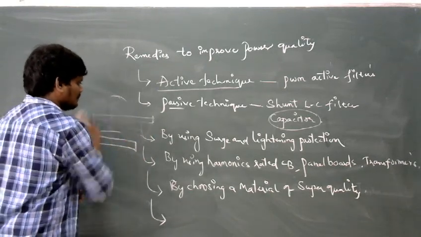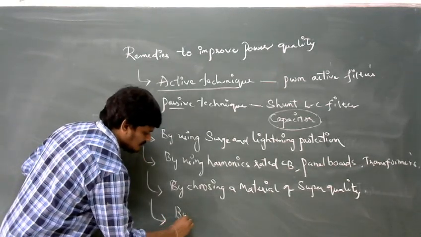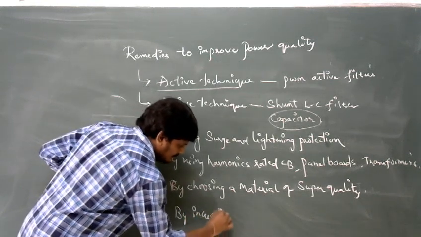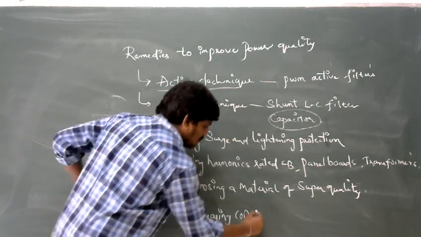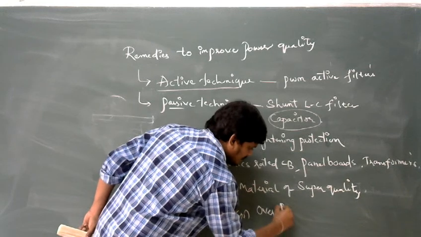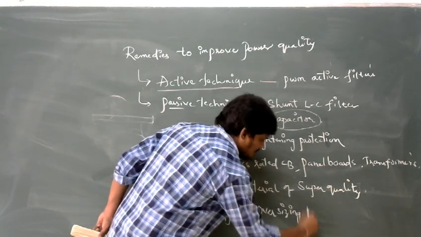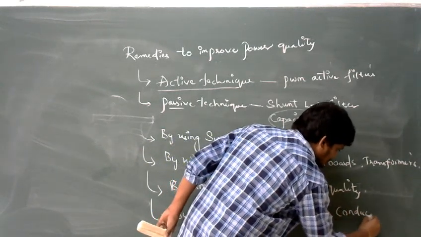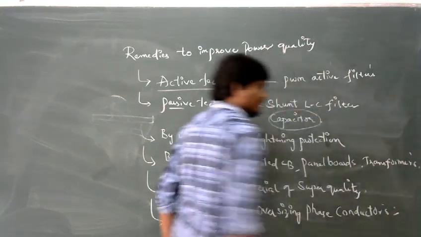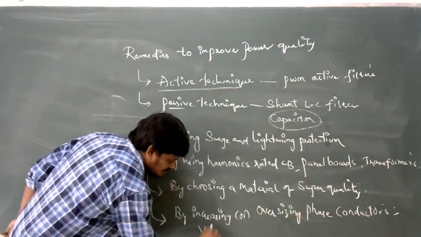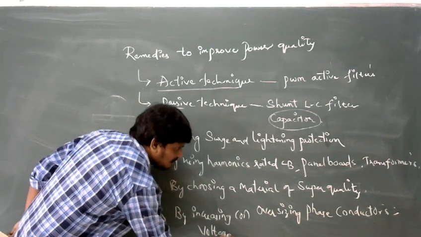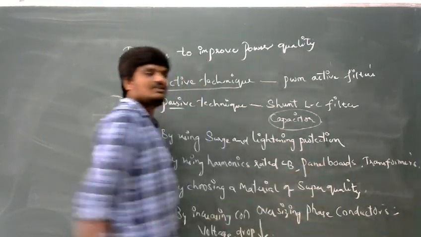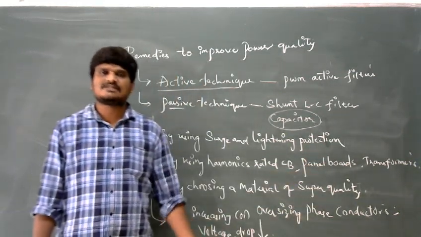So by increasing or oversizing phase conductors, I can reduce the voltage drops. By increasing or oversizing the phase conductors, voltage drop will be reduced, which leads to the improvement of power quality in a system.